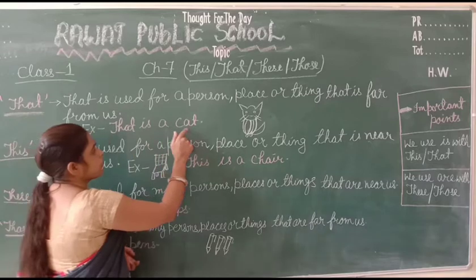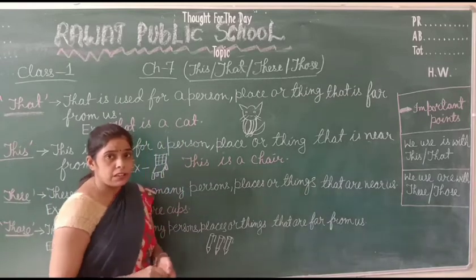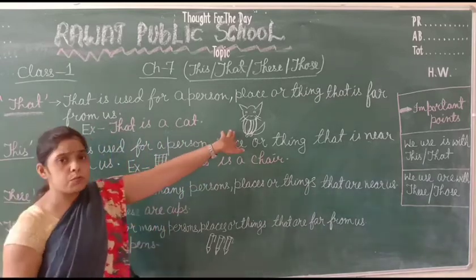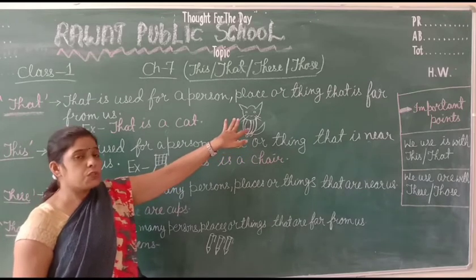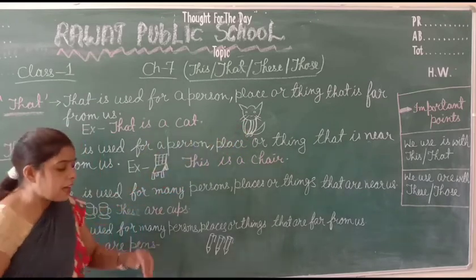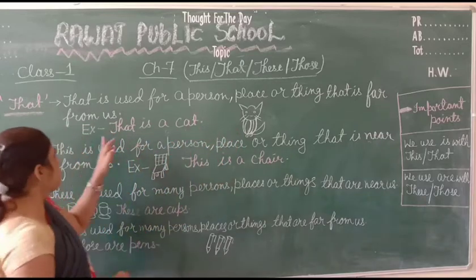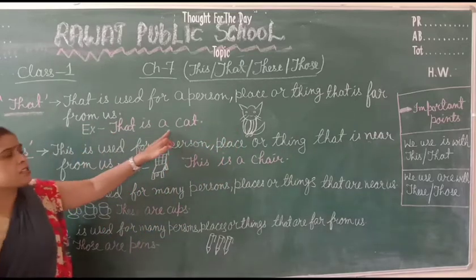For example, that is a cat. That is a cat. So what is the cat's position? The cat's position is far. ये cat की position क्या है? ये दूर है. So we use that is a cat.